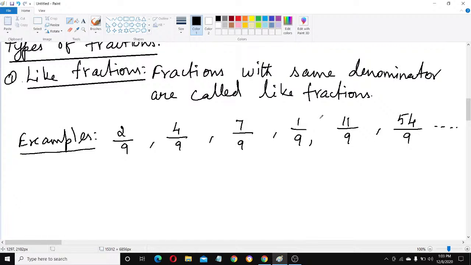So you can write your own examples for like fractions, children. You should write the same denominator. Fractions with the same denominator.